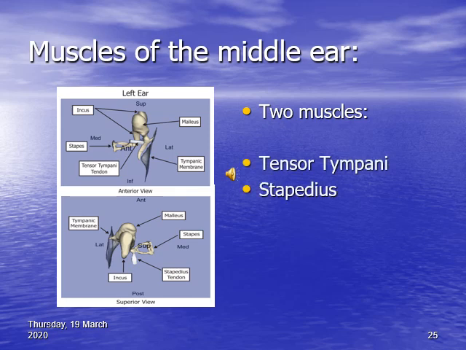The muscles of the middle ear, these are 2 muscles. We have the tensor tympani and the stapedius muscle, and these muscles are attached to the ossicles. The main function of these muscles is to protect the inner ear from loud sound, to act as shock absorbers, to dampen any loud sounds to protect the inner ear.